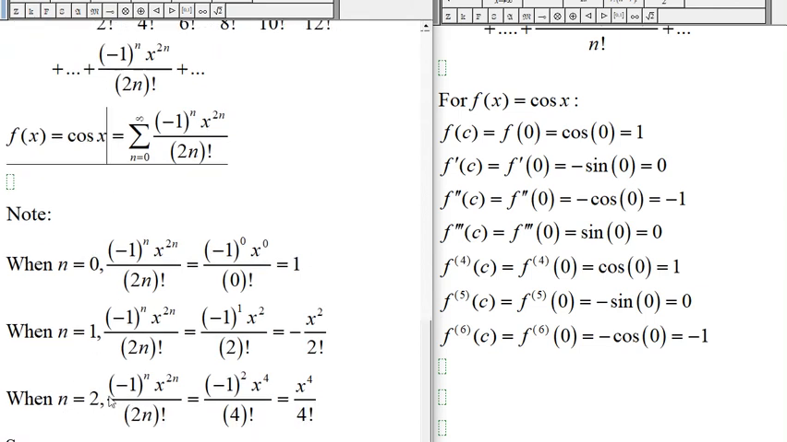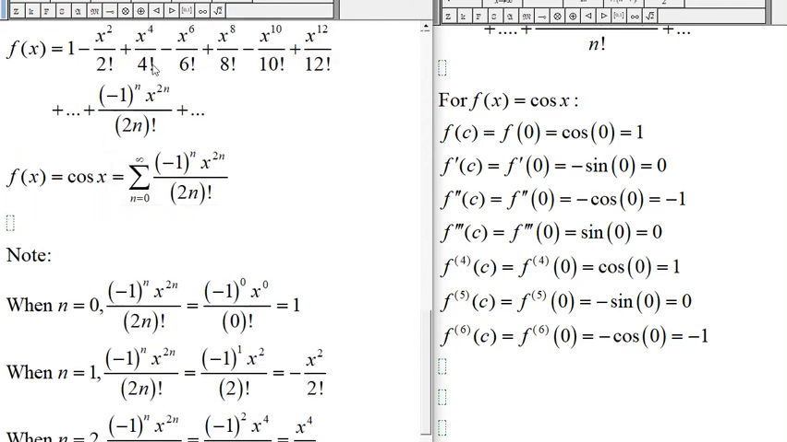When n is 2, it'll be 2 here, 4 here, and 4 here. And so we get negative 1 squared, which is positive 1. And then x to the fourth divided by 4 factorial. And so that's going to be this term. And so this nth term formula works out.